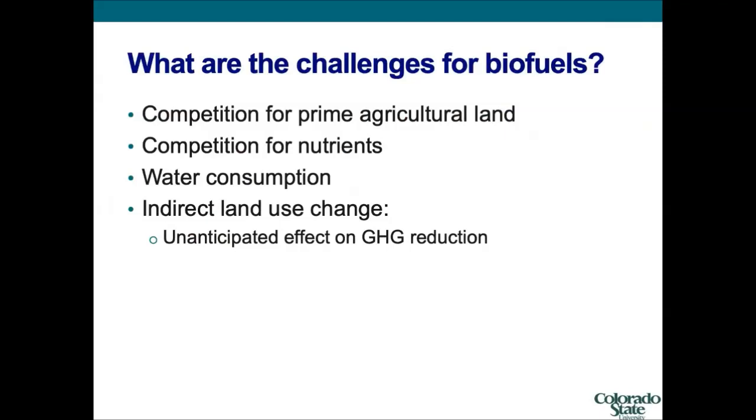You can grow algae in a parking lot somewhere, we can grow algae in very, very dry areas in Nevada and West Texas and so forth. So that's not competing with prime agricultural land. The issue, though, is the nutrients part.